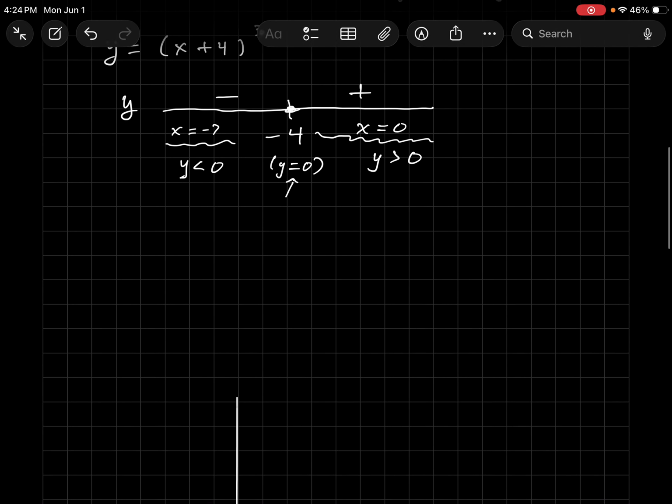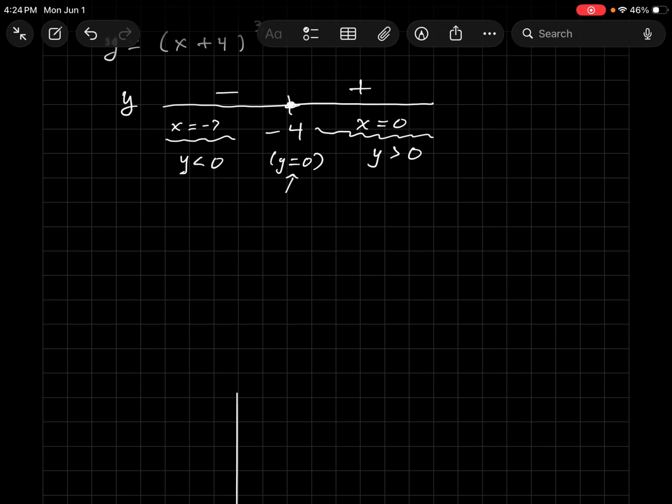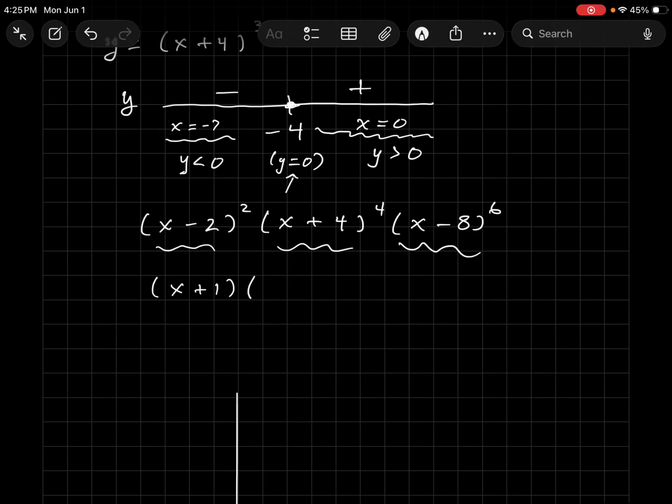There's the y, but in general, if we have something squared or something to the 4th or to the 6th power, it doesn't really matter. All of these will make the graph bounce off the x-axis. But if I have odd powers, and it doesn't really matter what that odd power is, at all of these roots, or these zeros, the graph will cut through the axis.